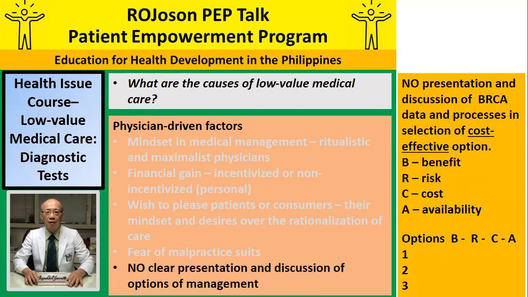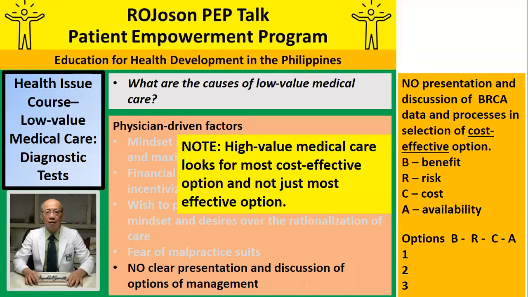The last one is no clear presentation and discussion of the options of management, like the BRCA: benefit, risk, cost, availability parameters. Comparing these four parameters in terms of the options. So when you say high-value medical care, we usually look for the most cost-effective, not just the most effective one. So it might be the most effective, but it's very expensive, so it's not cost-effective. So high-value medical care focuses on cost-effectiveness rather than just effective options.